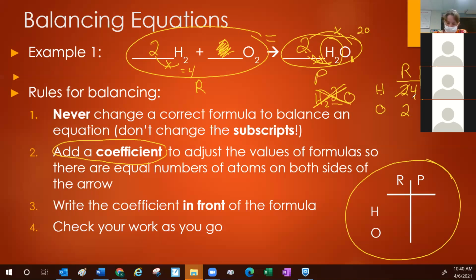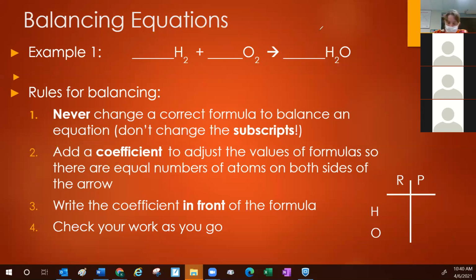Okay, I'm going to clear this a second because it's gotten kind of sloppy. Okay, so at this point, we have 4 hydrogens on the left. We have 4 hydrogens on the right. We have 2 oxygens on the left, and we have 2 oxygens on the right. So we have taken care of making sure everything is equal.